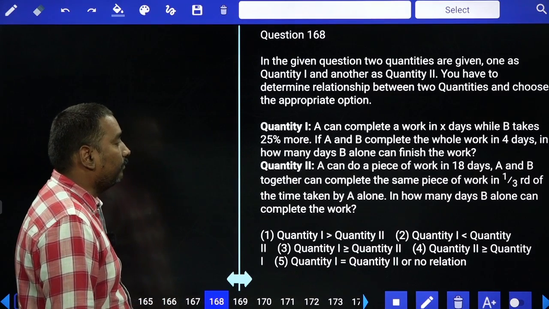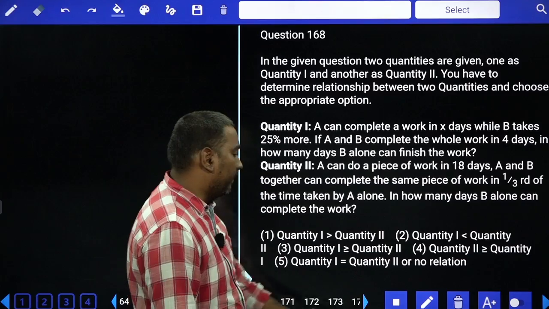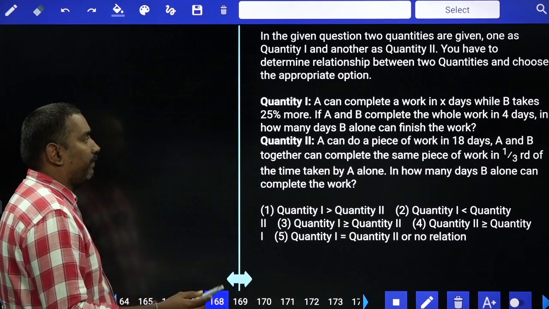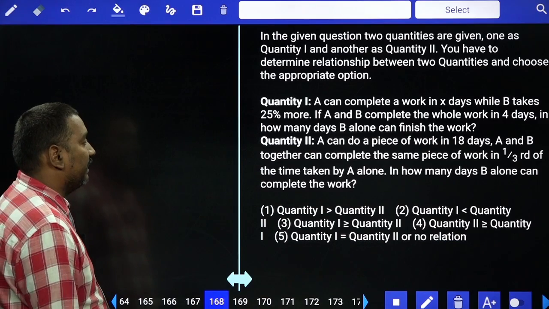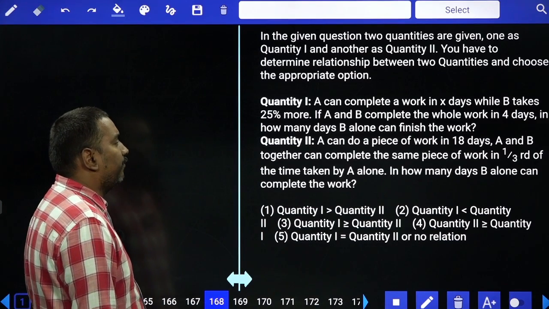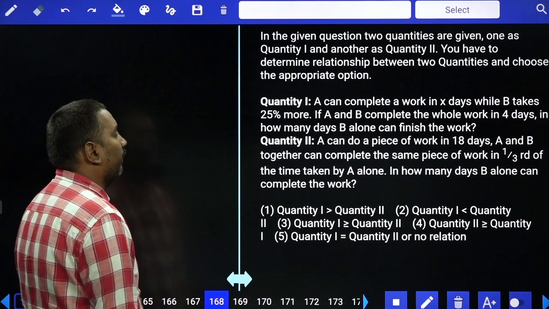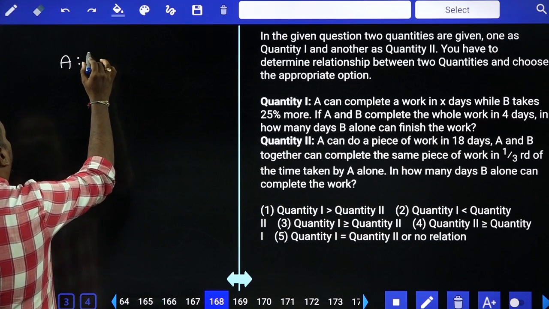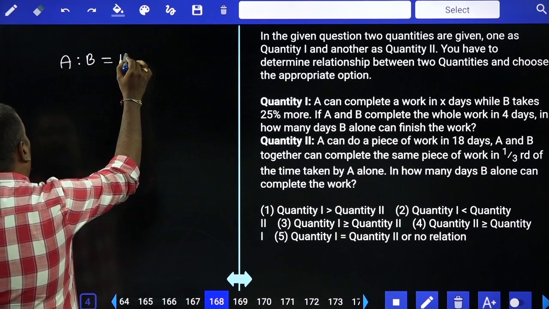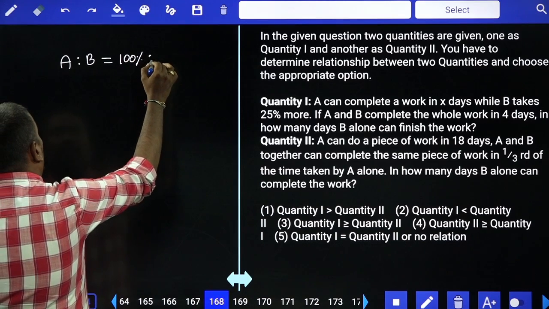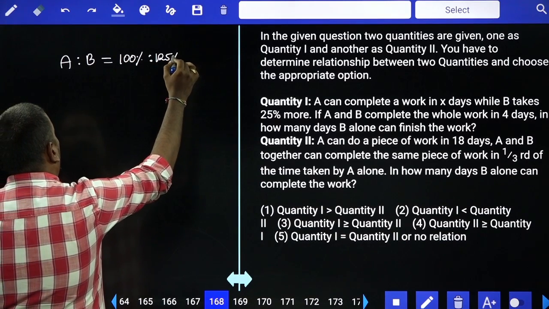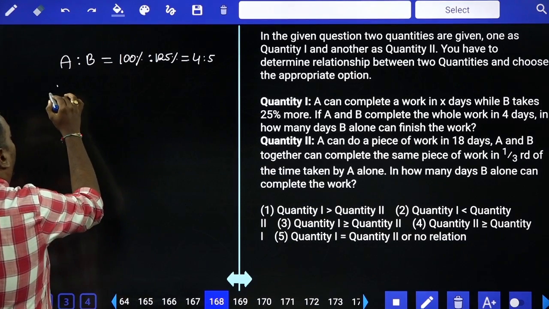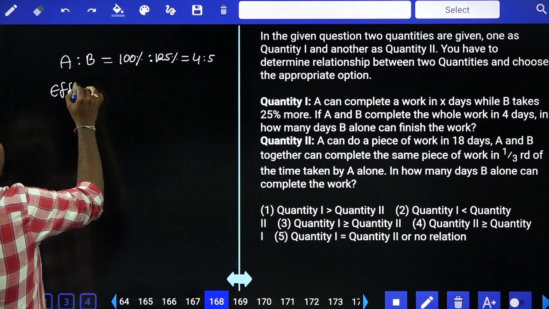Next. A can complete the work in X days while B takes 25% more. A and B complete the whole work in 4 days. In how many days can B alone finish the work? B takes 25% more. If A is 100%, B is 125%. Time ratio 4:5, efficiency ratio 5:4.